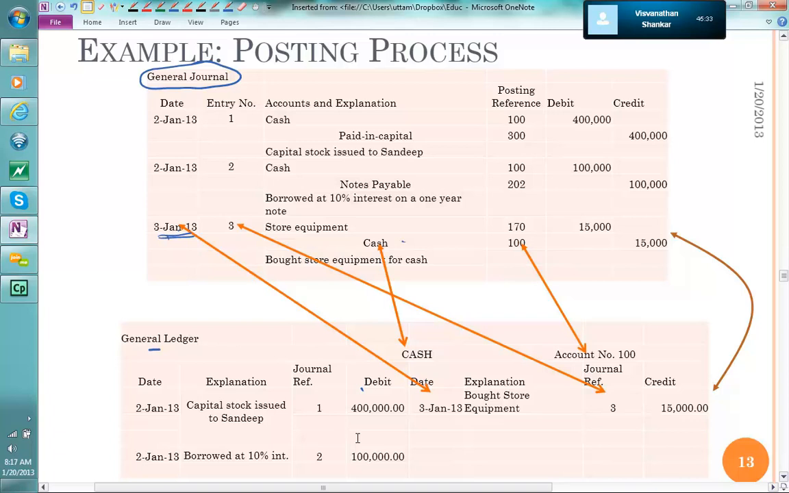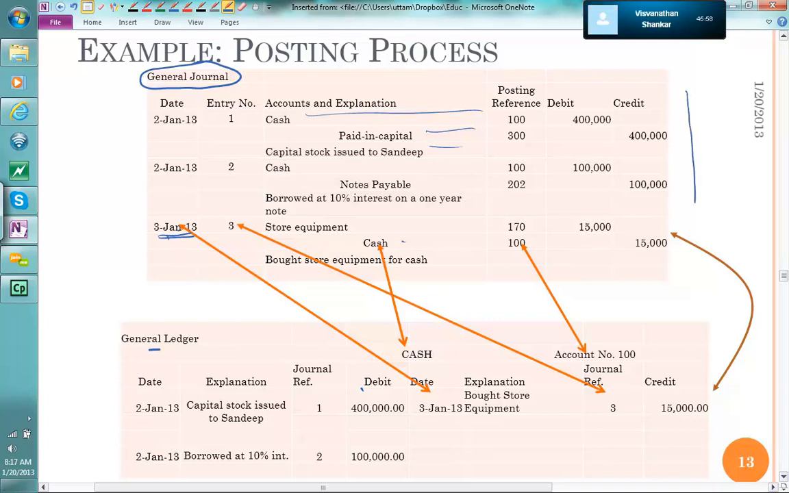Okay, so here, if you look at any entry that you are posting, every entry will have two or more debits and credits in the general journal. So it will be the same number of entries in the general ledger, but in different accounts.